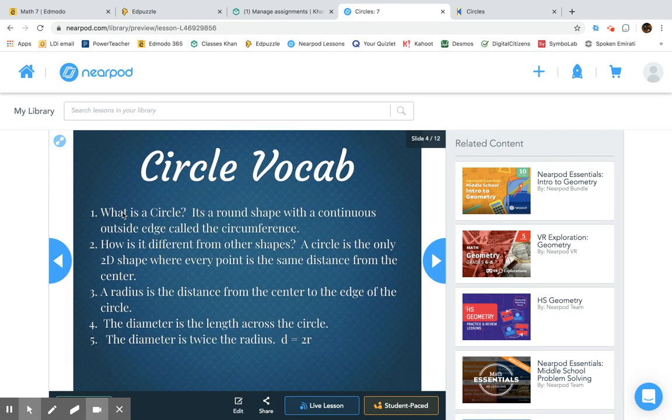Okay, so circle vocabulary. What is a circle? It's a round shape with a continuous outside edge called the circumference. How is it different from other shapes? A circle is the only two-dimensional shape where every point is the same distance from the center. Now, we'd already talked about that. So if I pick a point here in the center, and I decide I want to go out 2 centimeters, then every point that's 2 centimeters away from that center piece is going to be part of the circumference of a circle.